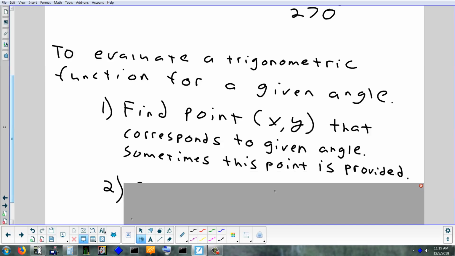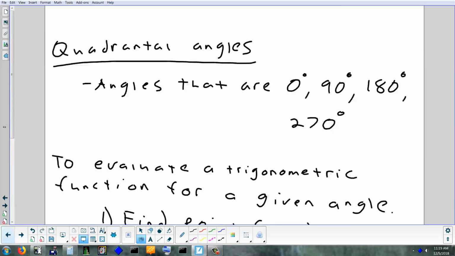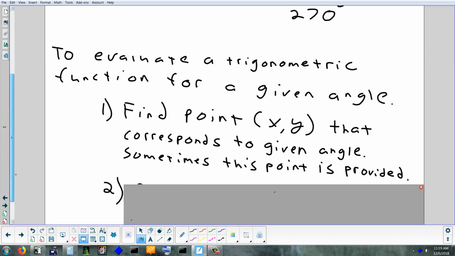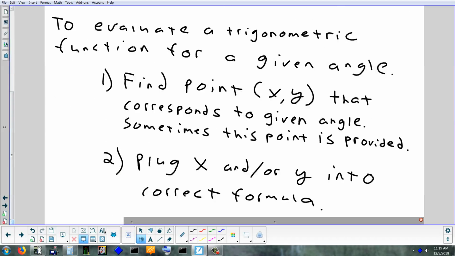Now, sometimes they'll give you the coordinate. If they give you the coordinate, like they're going to do in the first problem, then you don't even need to worry about it. You already have it. But if they don't give it to you, then you need to find it. So that's step 1. And then step 2 is to take your x and y values from the coordinate and plug them into one of the 6 formulas.